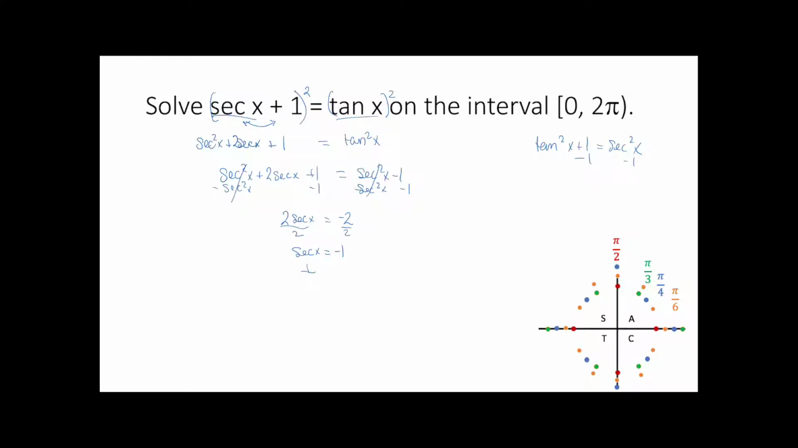So the secant is 1 over the cosine of x. We're wanting to know, where is the cosine of x a negative 1, which ordered pair would give us a negative 1 for x? And we're at negative 1, 0 here at pi. So our solution is going to be pi.